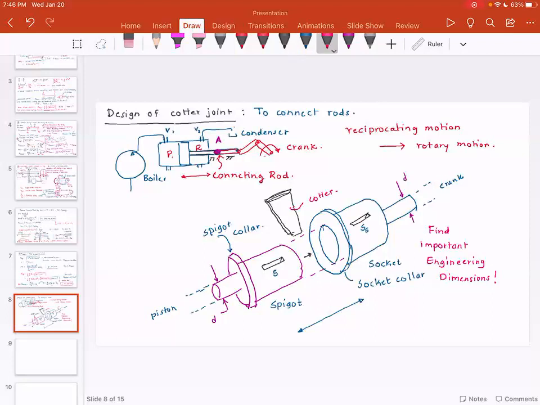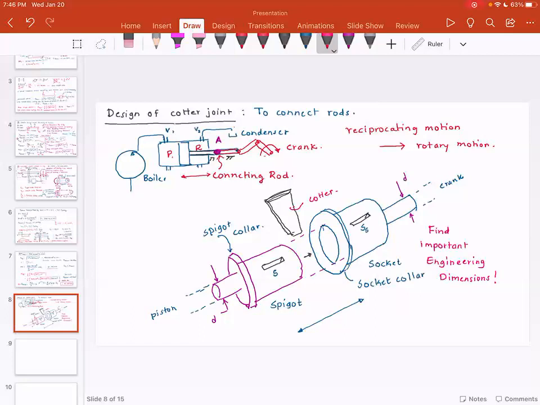And there is another variation possible, which is called the double cotter joint. In class, I will discuss the single cotter joint. The principle of double cotter joint design is exactly the same, and you can look at the worked out example in the textbook that talks about the design of double cotter joint.